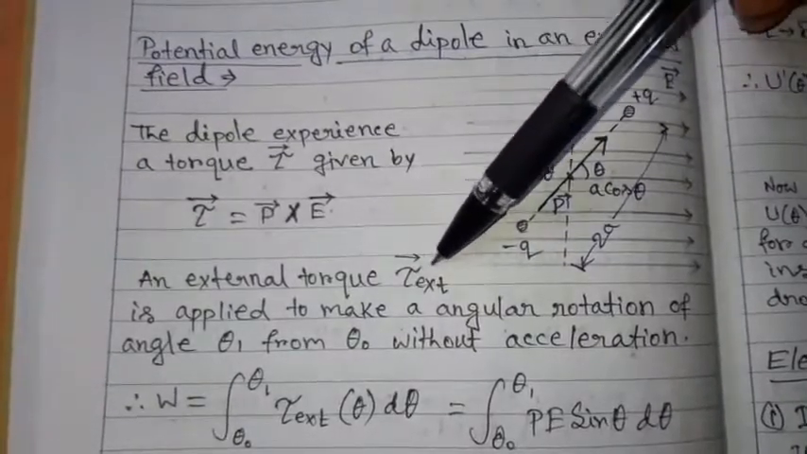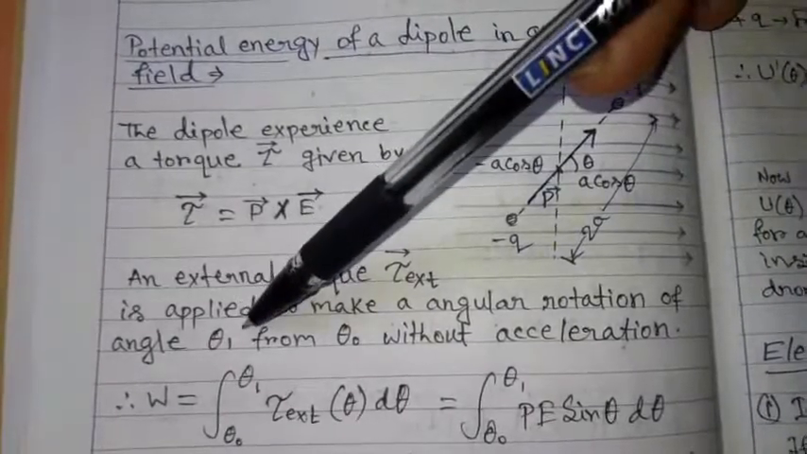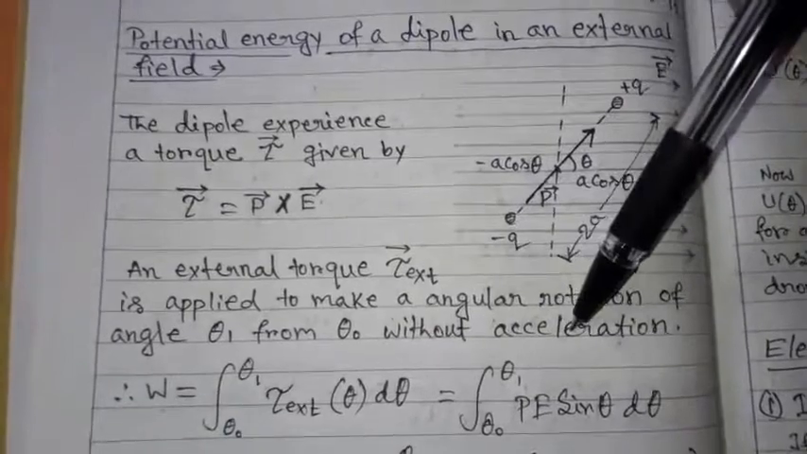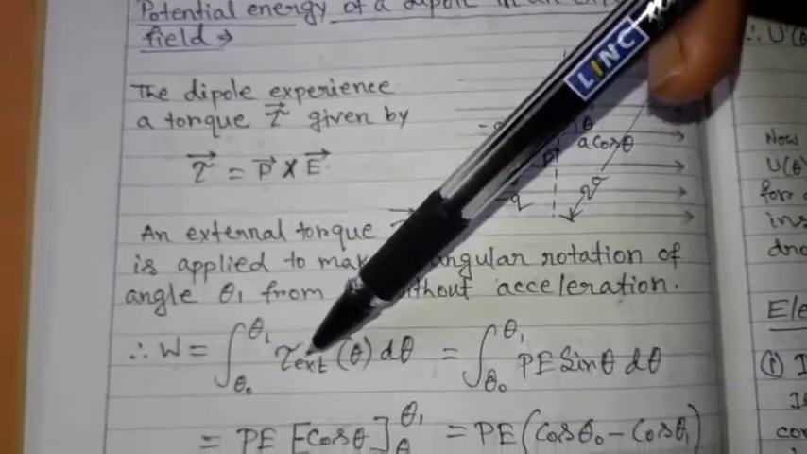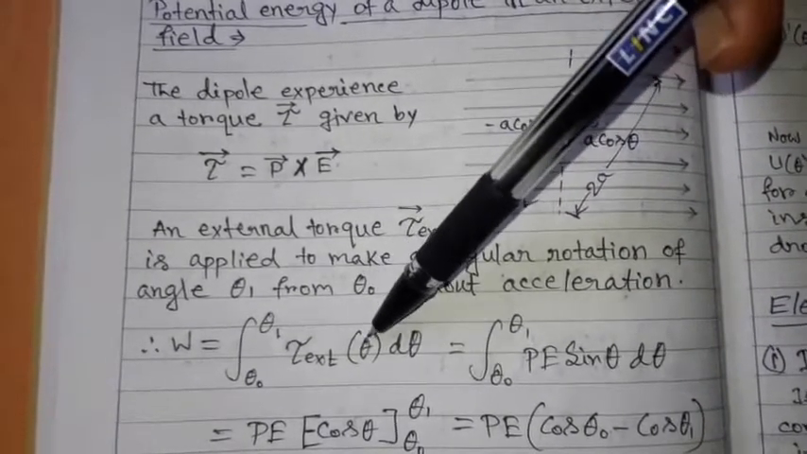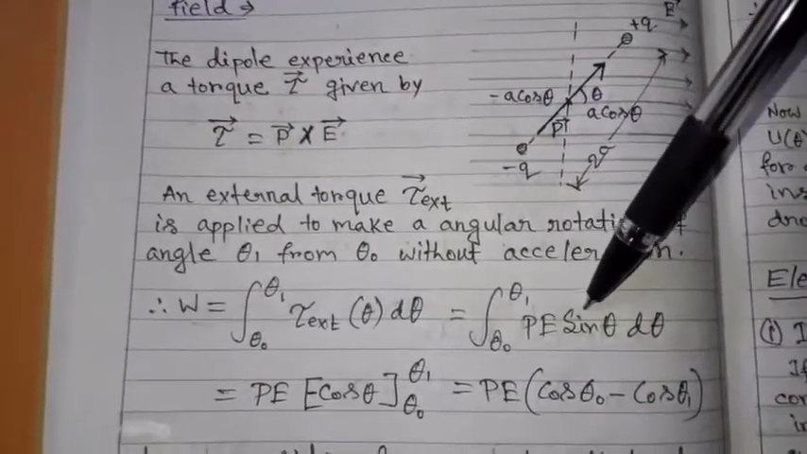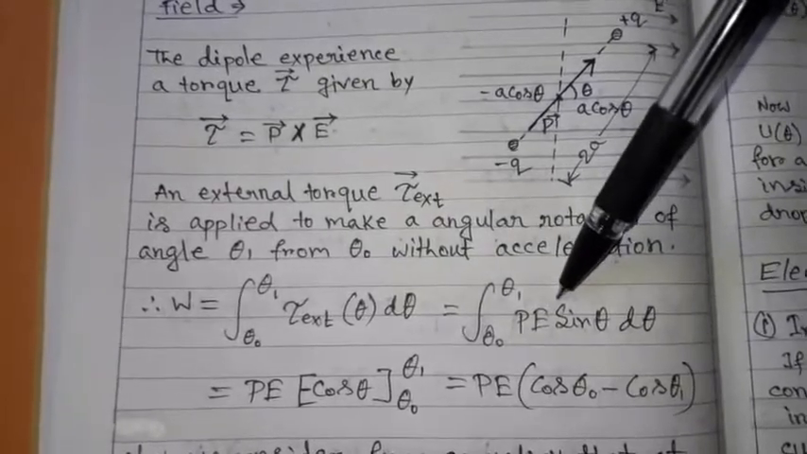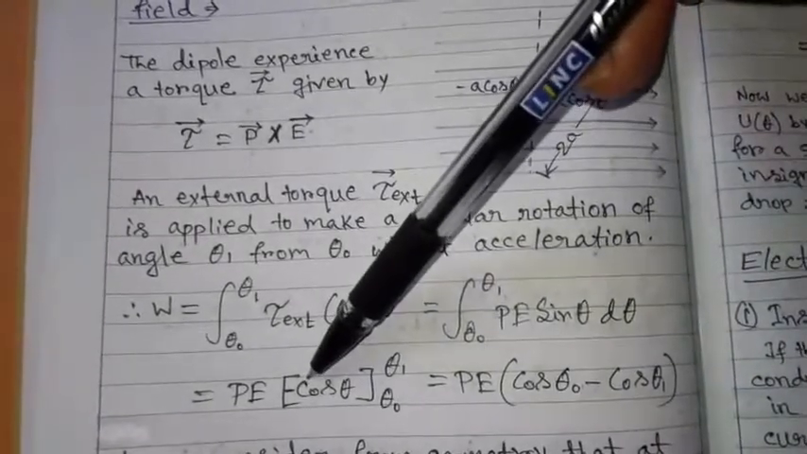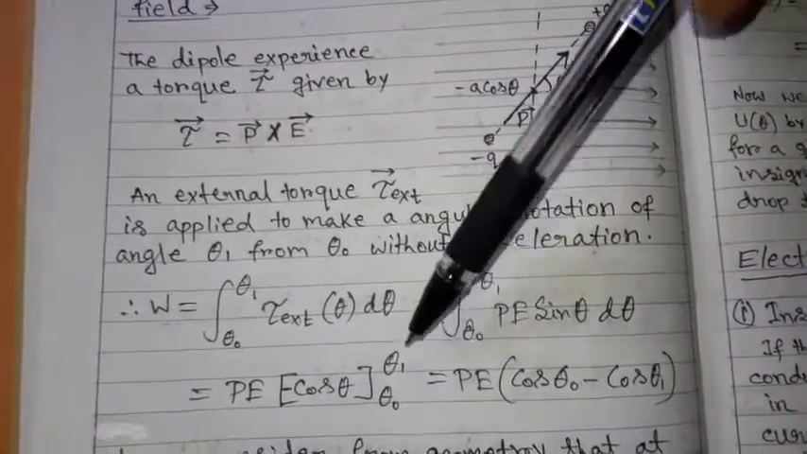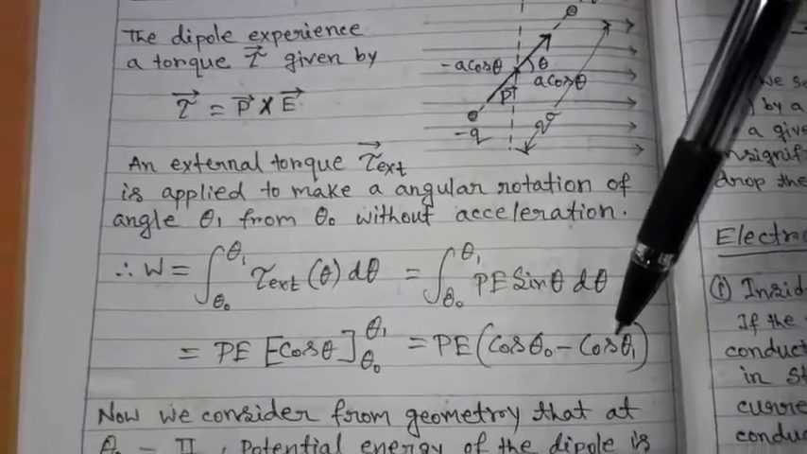An external torque tau external is applied to make an angular rotation from theta 0 to theta 1 without acceleration. So the work done W equals the integration from theta 0 to theta 1 of tau external d theta, equal to the integration from theta 0 to theta 1 of pE sin theta d theta. pE is a constant, so it will be out of the integration, and if we perform the integration of sin theta d theta, we have minus cos theta from theta 0 to theta 1. If we solve, finally we get W equal to pE into cos theta 0 minus cos theta 1.